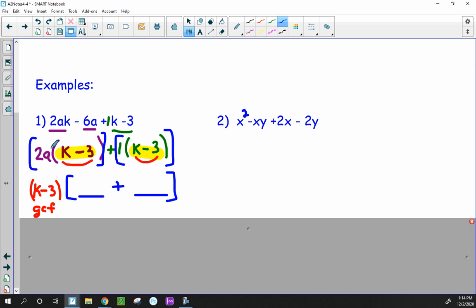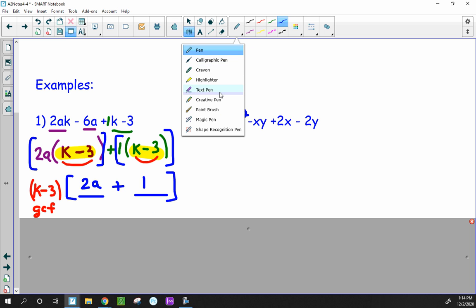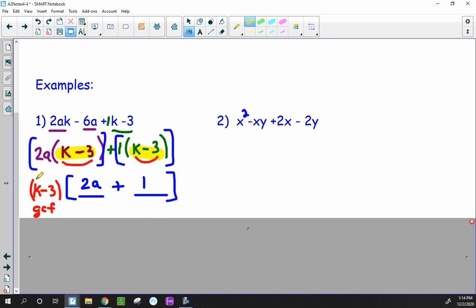And so 2a times k minus 3, what's missing is the 2a. So in other words, this times this is all of this. K minus 3 times something is 1 times k minus 3, and that's going to be just the 1. And so for example 1, this would be the right answer. K minus 3 times 2a plus 1.